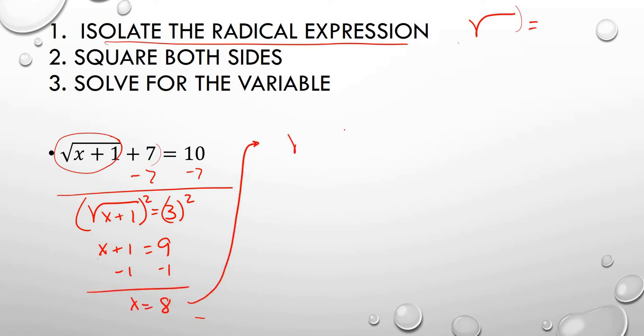Once again, my check is to plug it back in. So the square root of 9 plus 7 equals 10. 3 plus 7 equals 10.